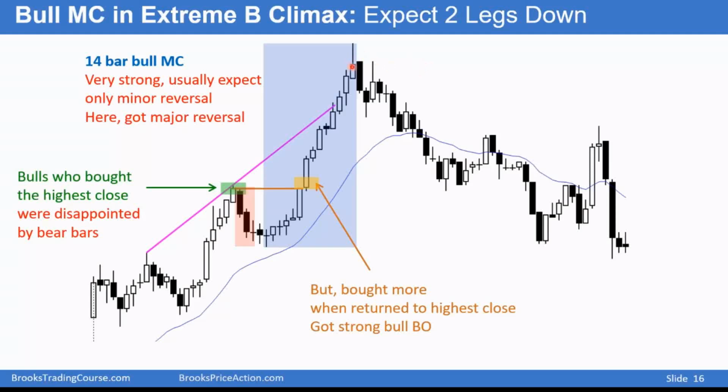Here, you had buy the close bulls here. Bulls who bought this close, disappointed by this. When the market got back to that close, they sold. You can see what happened when it got back to that close, they sold. That tells you that the bulls are probably going to give up, which they did here and here.